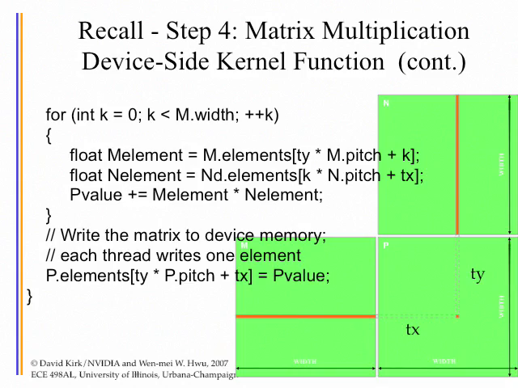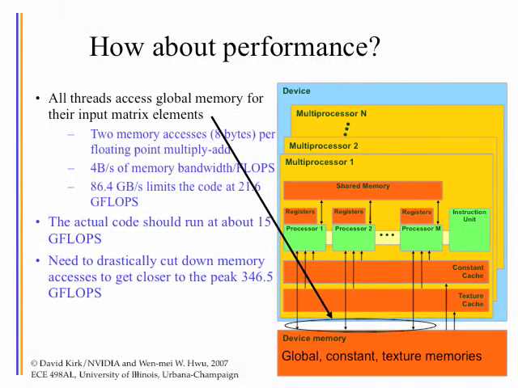Now, the problem with this is that all the threads access global memory for their input matrix elements. And they do it in a highly redundant way. Every input element is going to be read width times. Okay? So that is going to waste a lot of the memory bandwidth.